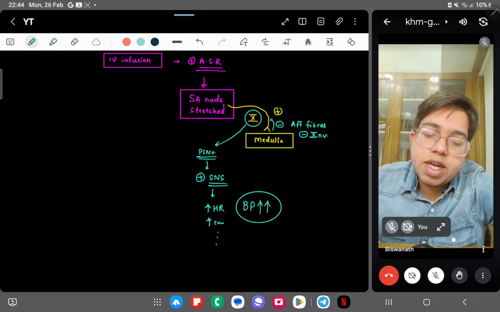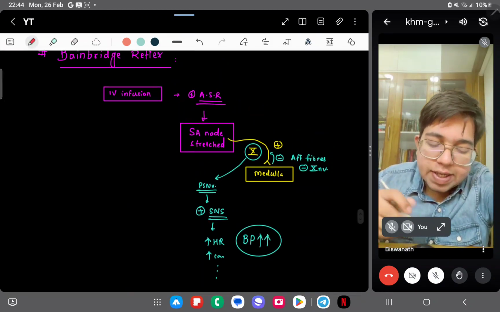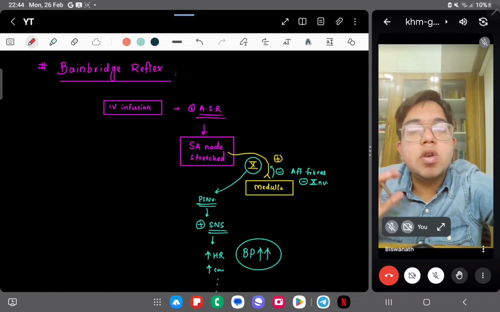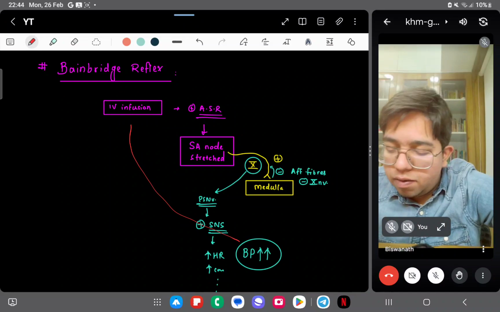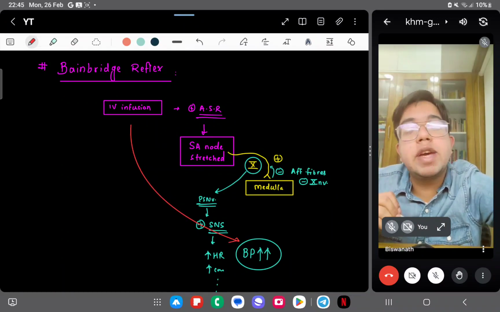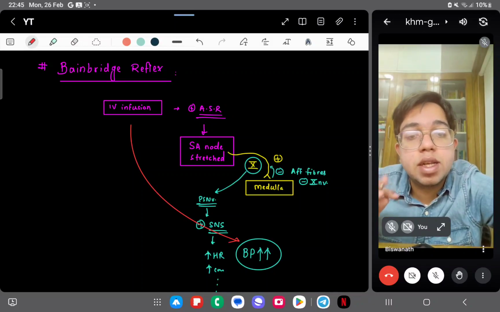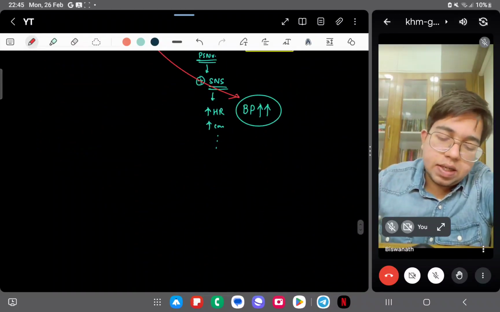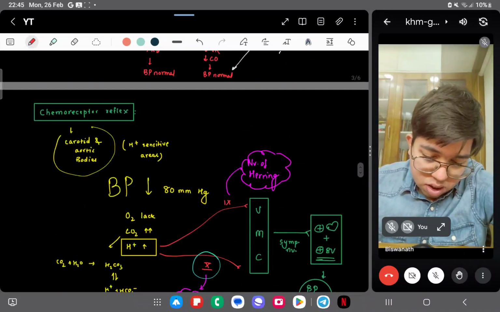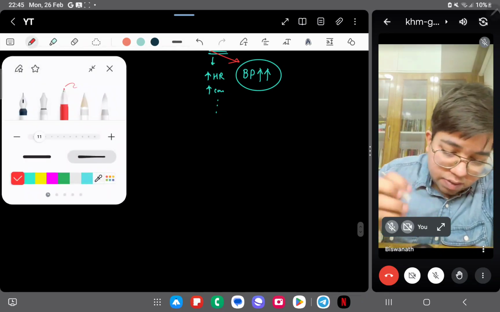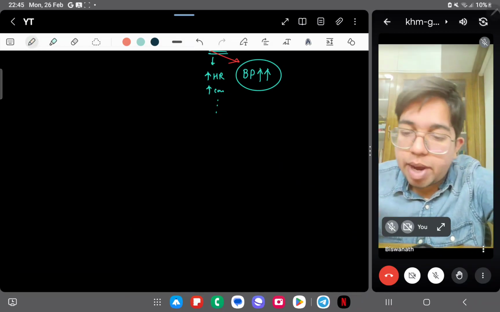So basically, what is happening? If you want to describe this Bainbridge reflex in one line, I told you the mechanism: IV infusion will cause an increase in heart rate and blood pressure. So you have to take care if you are giving RL or saline or some other fluid. Understood? Let's move on to the next one. It's taking more time than I expected, but it's all right. We are studying in a very conceptual manner.